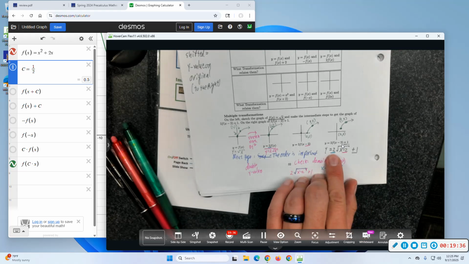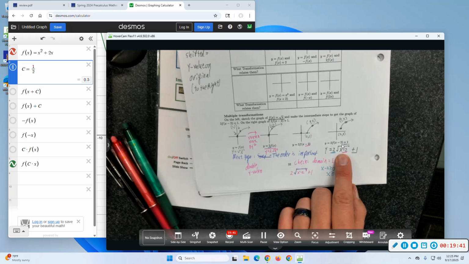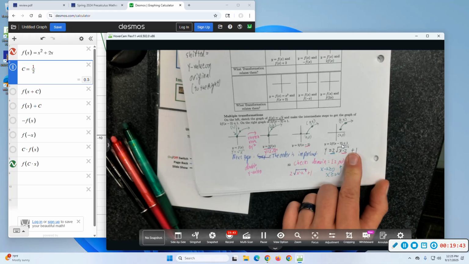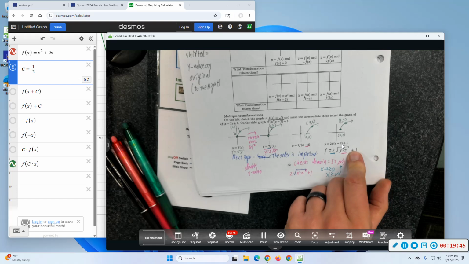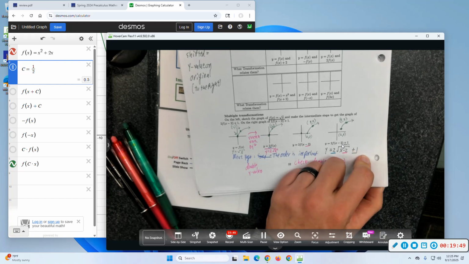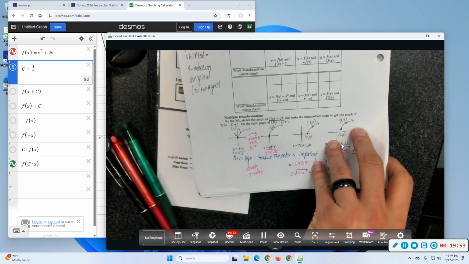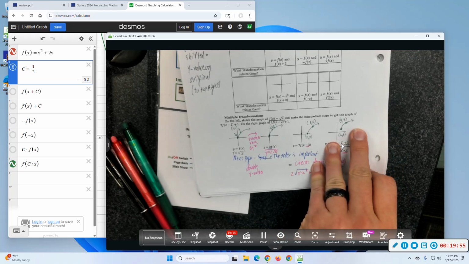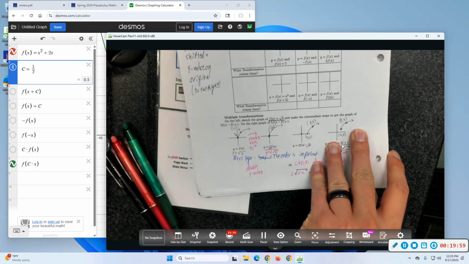I dealt with the 2 in front of the square root first. Then I did this shift right by 2, then I did the up by 1. There's some subtlety in the order that you should do these in. If you walk things out in a different order, you'll wind up graphing something different. I don't think I want to emphasize the subtlety of that right now. I'll leave that as a thing for you to think about.